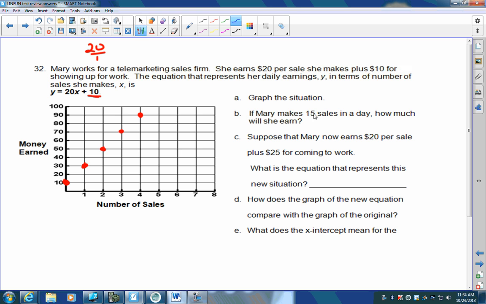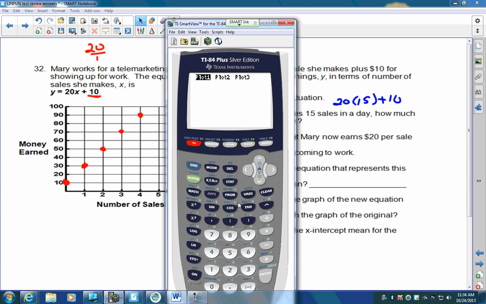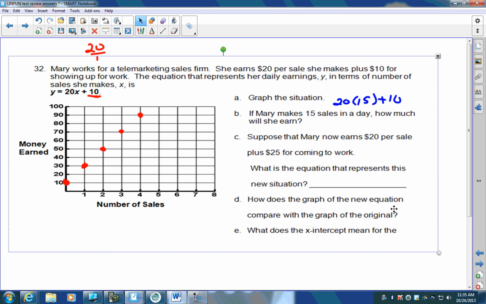Well, you can do it one of two ways. I can go 20 times 15 plus 10, or I can go into the handy dandy calculator and put the equation in there, which is 20x plus 10, and press second graph. And I'm going to look and see, let's go to where x is 15. And it should be $310.